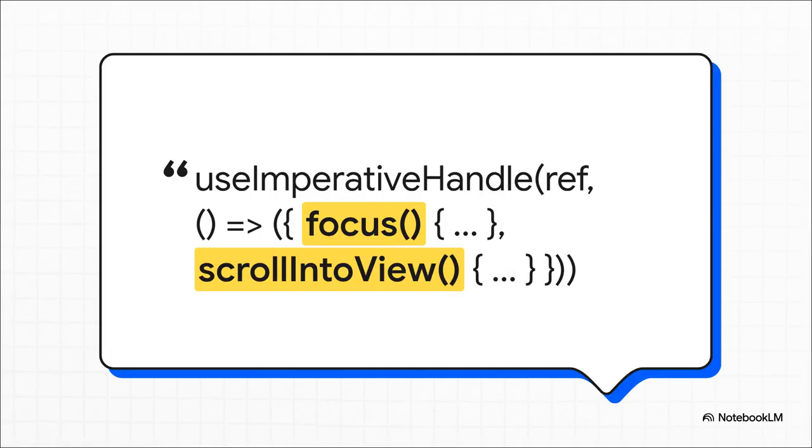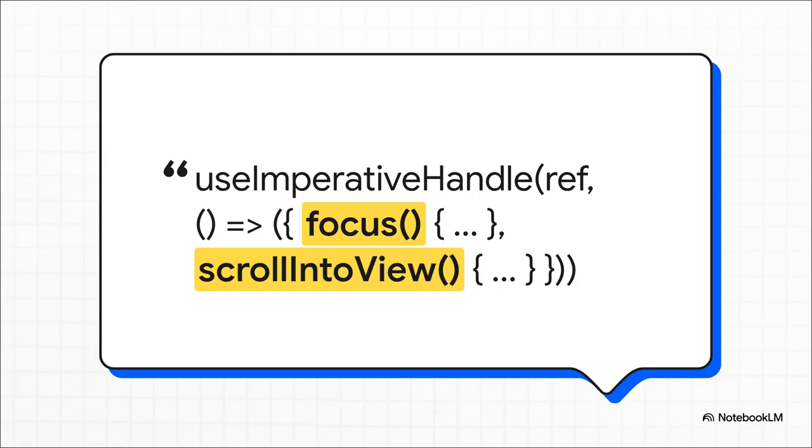Okay, so check out the child component here, myInput.js. See what's happening? We create an internal ref called inputRef for the actual input element. Then useImperativeHandle steps in and intercepts the ref coming from the parent. And this is the magic right here. Inside our function, we return a brand new object that only has two methods on it, focus and scroll into view.